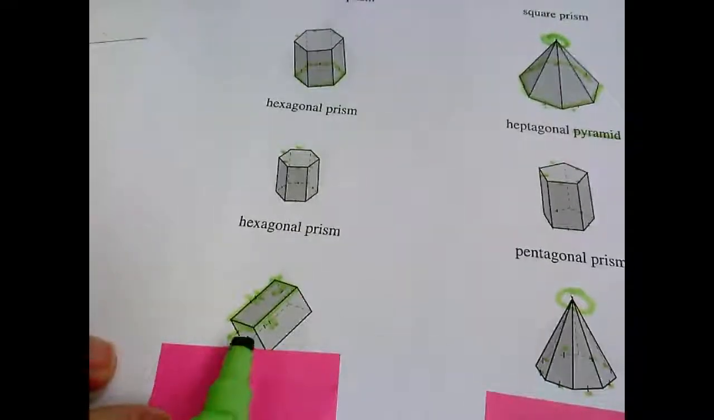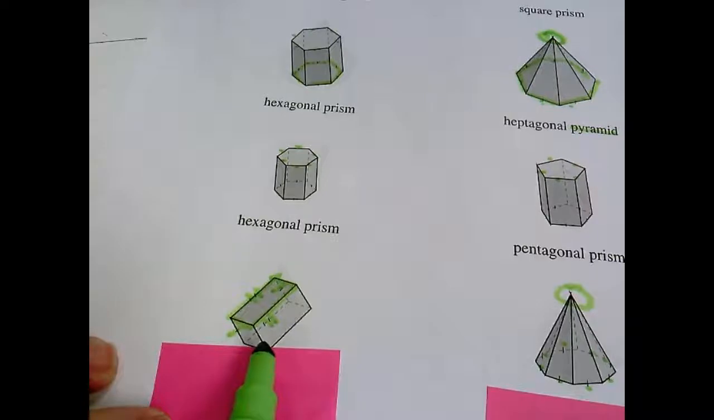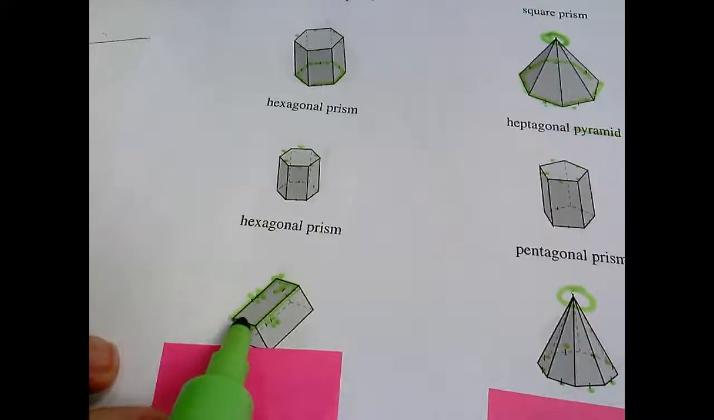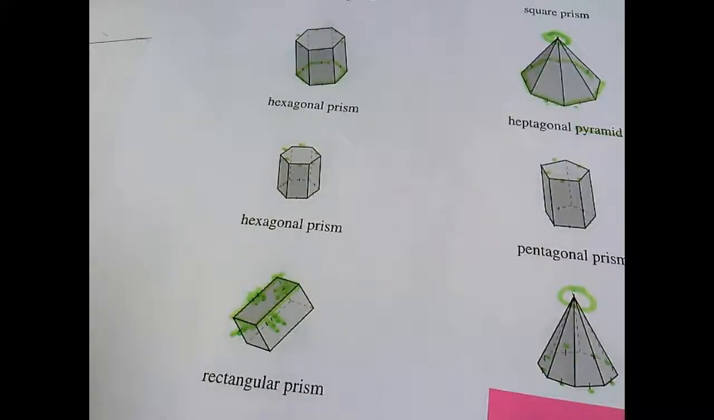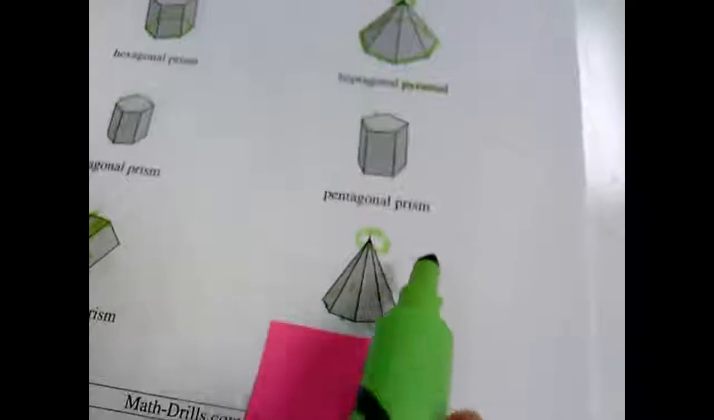And then lastly down here, second to last, one of our last prisms that we see, you can see that the base is a rectangle, has one set of congruent sides and a second set of congruent sides, which makes this a rectangular prism.